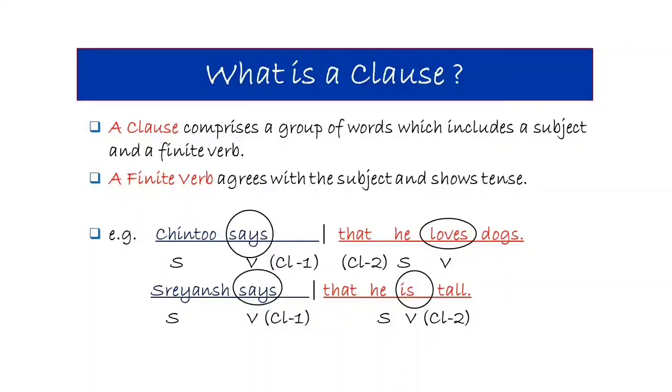Shreyansh says that he is tall. Here, clause 1 comprises the subject Shreyansh and the verb says. Clause 2 comprises the subject he and the verb is.